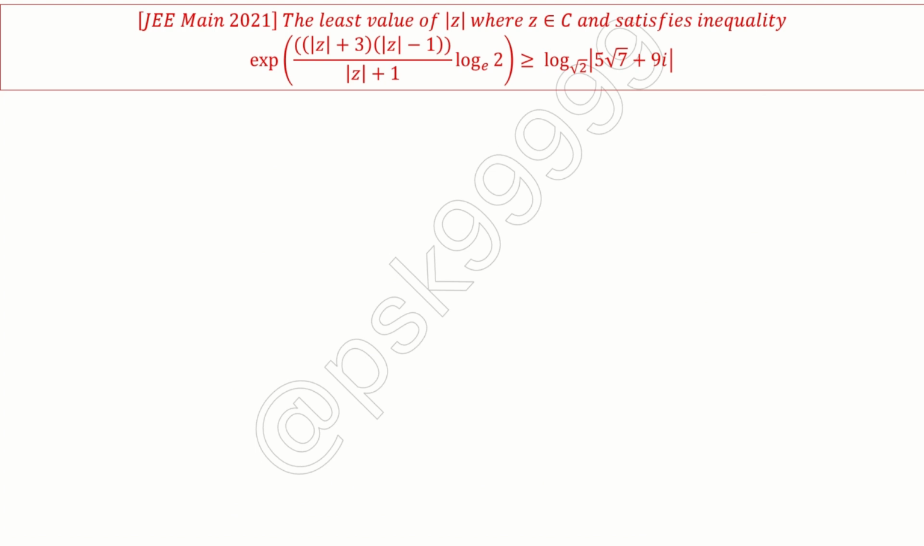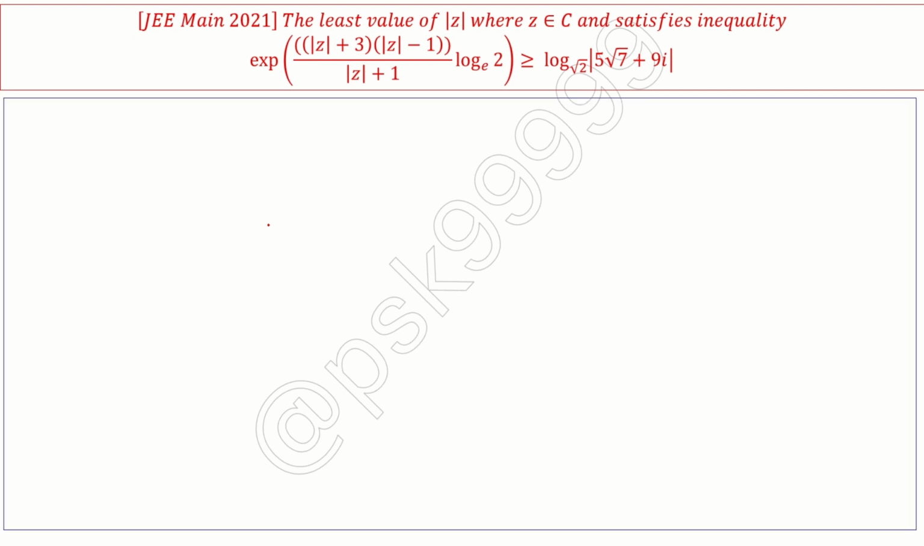The least value of modulus of z, where z is a complex number, satisfying the inequality: exponential of the expression given here, greater than or equal to log of modulus of 5 root 7 plus 9i to the base root 2. Okay, so we need to just simplify everything first. So the RHS looks like a very simple modulus. So let's simplify the RHS first.